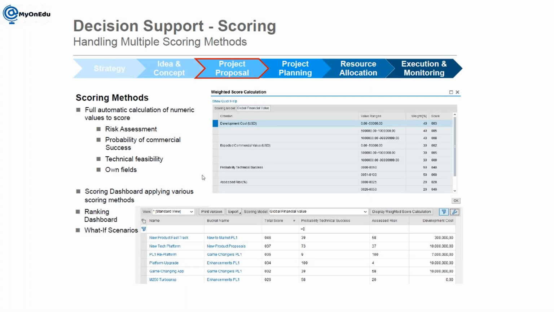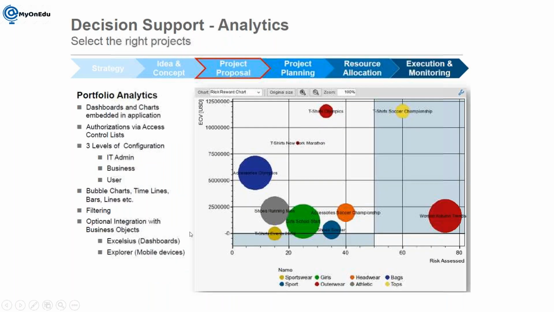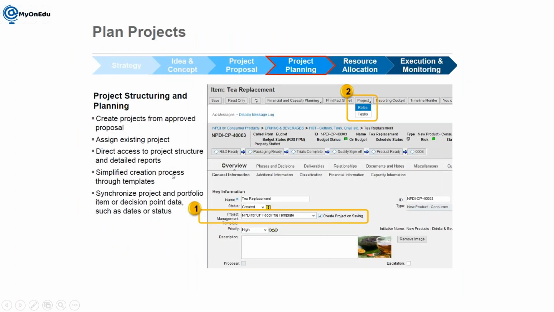Yeah, the scoring model is also based on the different data, whatever we have entered. It will be analyzed and the system will propose one calculated score. Okay, and then we have different reportings here, dashboard reportings, and then it will go for the project planning. Once your proposal is approved, it will go for the project planning.